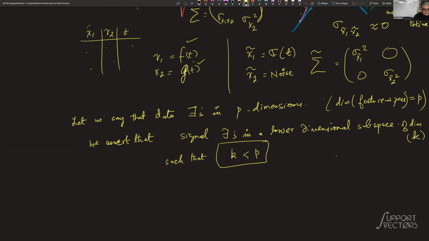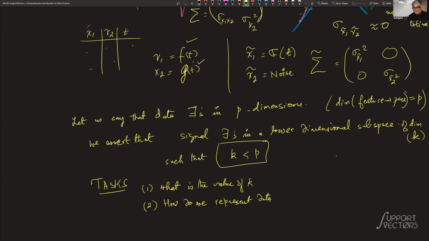Two tasks remain. One, what is the value of k? Two, how do we represent data in Rk instead of Rp? In p-dimensional data, how do we represent this data in a lower dimension k? To be able to answer this question is to do dimensionality reduction. That is the crux of dimensionality reduction.